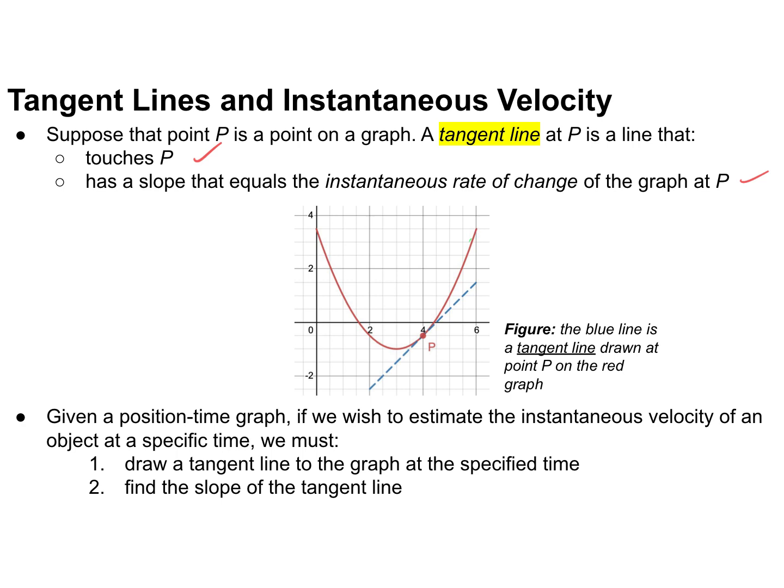Okay, so why do we care about tangent lines? When you draw a tangent line, the slope of that line is going to be the instantaneous velocity of the object at that exact moment. So that's why we draw tangent lines: to find instantaneous velocity.